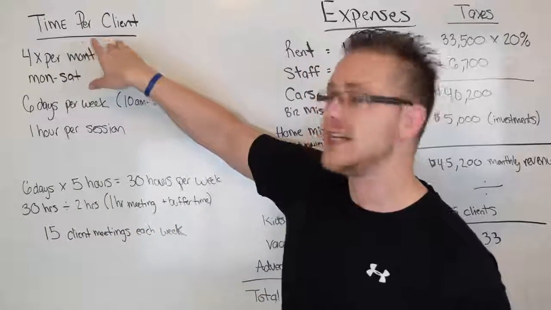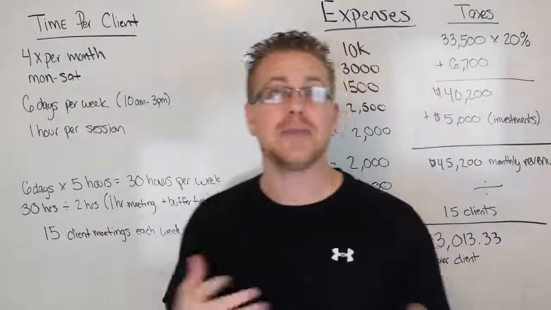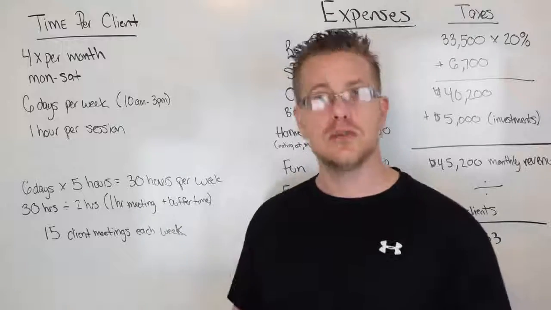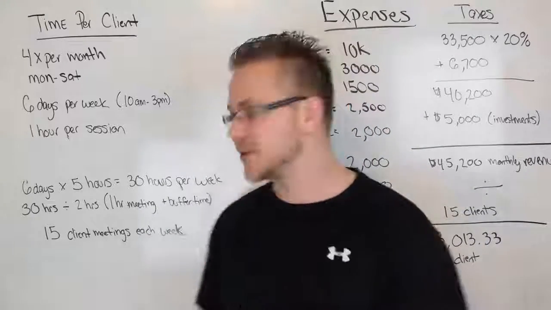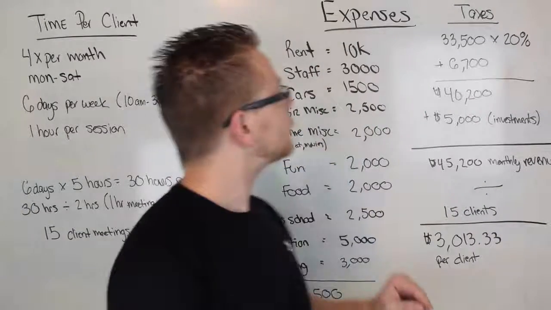Understanding the time that we need to spend with each client and breaking that down to how many clients we're going to be meeting with each week based off of that time. So we know based off of our quality of life that we're going after, we would have 15 client meetings per week. Let's go on to step number 2.